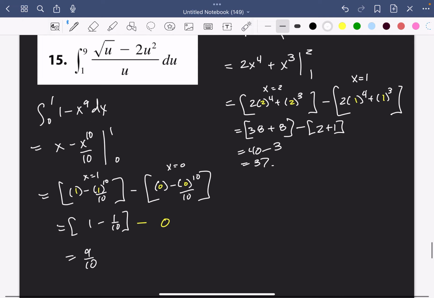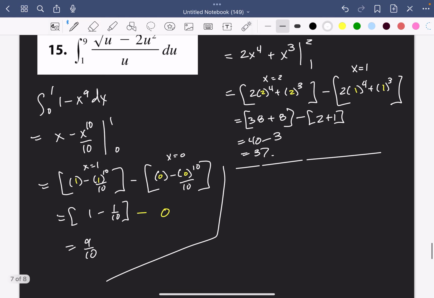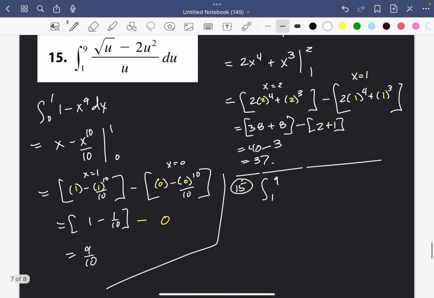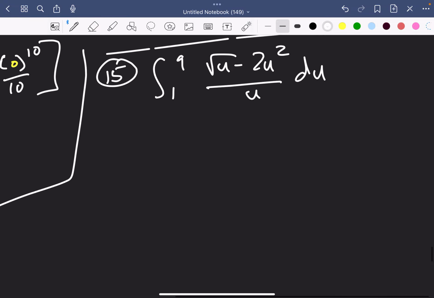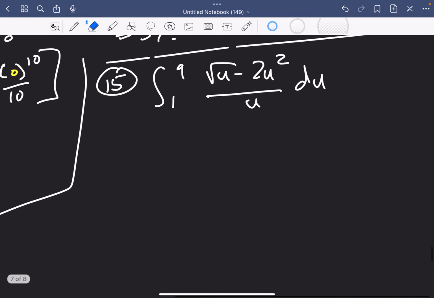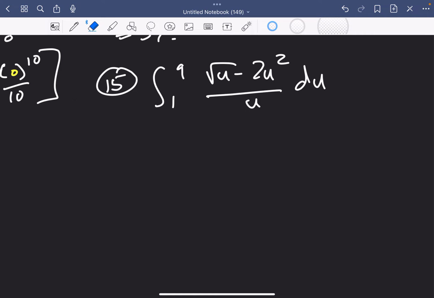All right. And then our last one, number 15, I give myself some space over here. Number 15 is just going to be the integral from 1 to 9 of the square root of u minus 2u squared over u du. And we know that a lot of math and science is about form. And that means we need to change the form. So change the form before you do anything.